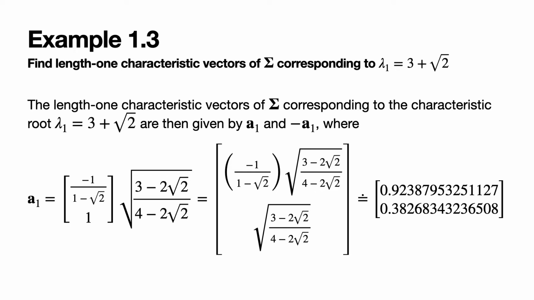To get the other length 1 characteristic vector of cap sigma corresponding to lambda 1, we multiply that vector by negative 1, and so then both of those entries in the 2 by 1 vector would be negative. And so those two vectors, A1 and negative A1, they're both length 1, so they have the same length, and the only difference between them is that they're pointing in exactly opposite directions.